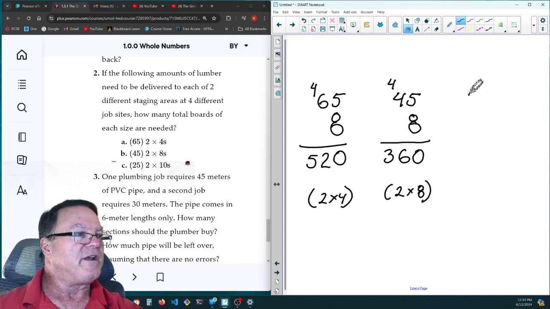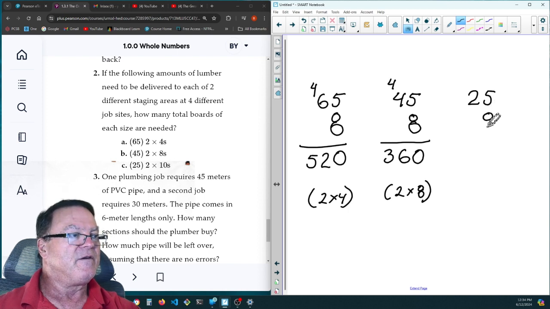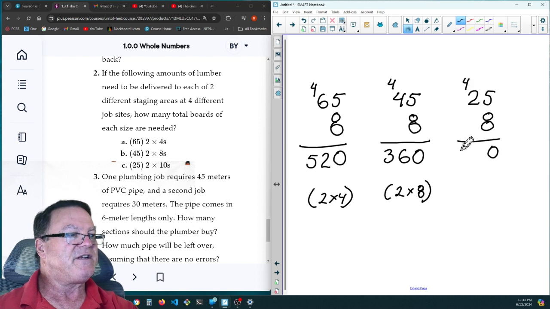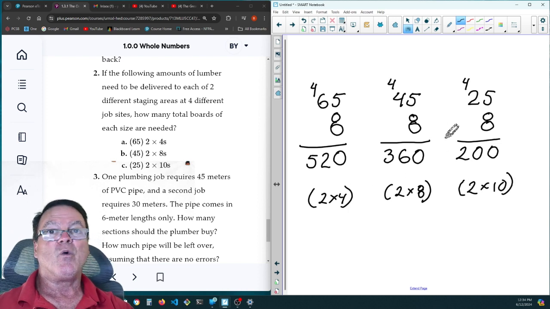And lastly, we need 25 2x10s, 8 staging areas. 8 times 5 is 40. We'll draw the 0, carry the 4. 8 times 2 is 16, plus 4 is 20. We need 200 2x10s. There. Again, if you have any question about anything that I'm doing, ask your instructor. You can also put it in the comment section of the video, and I'll try to answer your questions. Very good.